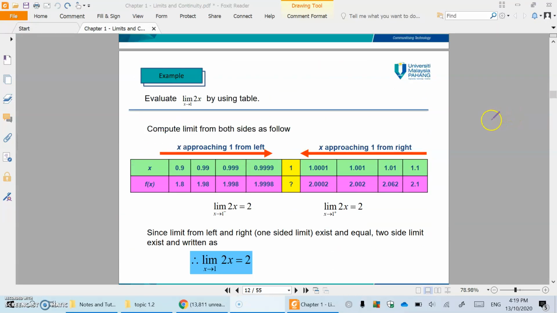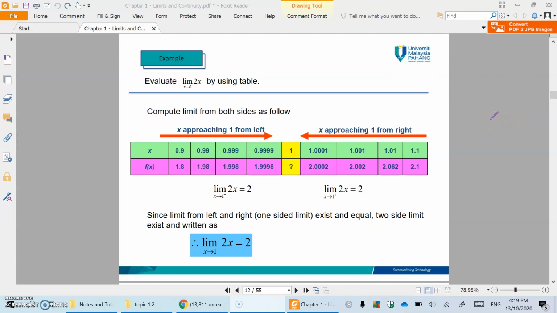For example, evaluate the limit of 2x as x approaches 1, by using a table. So we are using the numerical method. When we want to compute the limit, we must consider both sides, from the left hand side and also from the right hand side. Let's say we have a number line, and we have 1 right here. Approaching 1 from the left hand side, we may start with, let's say, 0.9.